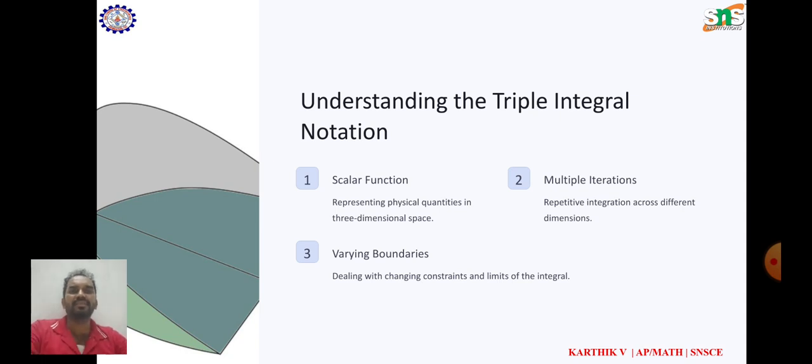Third one, volume element. The differential volume element is denoted as dV. It represents an infinitesimal volume within the region of integration. It is typically expressed as dx, dy, dz in Cartesian coordinates. Limits of integration. The limits of integration determine the boundaries of region R in each direction of x, y, z. The triple integral notation combines these components to express the accumulation of the function f of x, y, z over the region R. It is represented as triple integral over R of f of x, y, z dV.